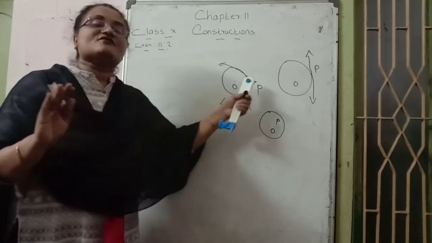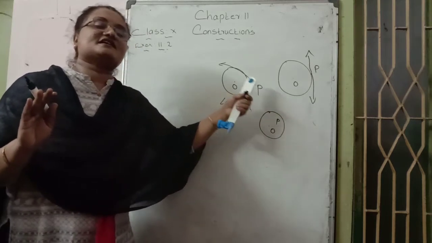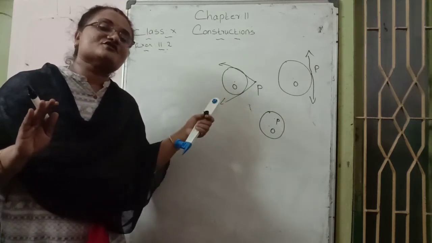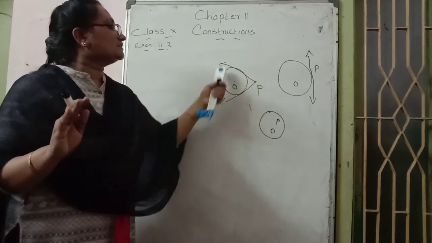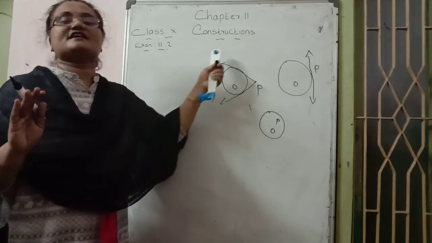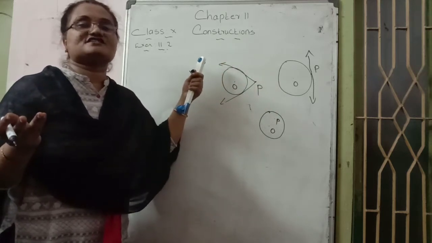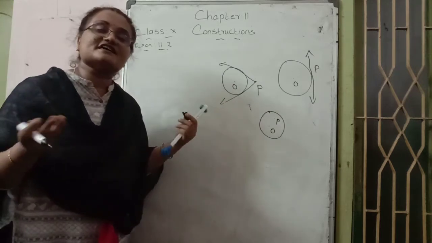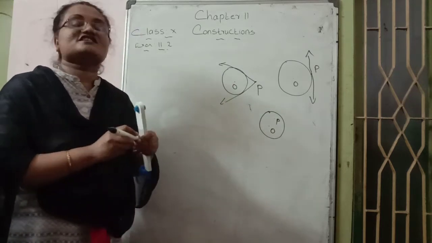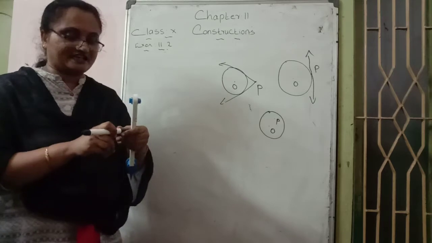So remember, when a point is outside the circle, how many tangents can we draw? Two tangents. In a circle, different points we can mark and infinite number of tangents we can draw, but from one outside point, how many tangents? Two tangents we can draw. That is the second exercise, tangent construction.